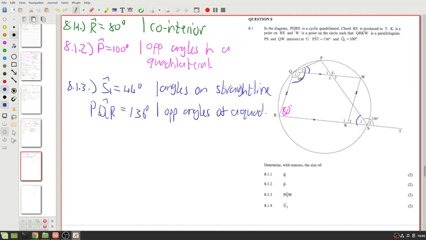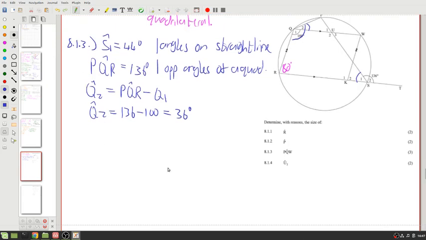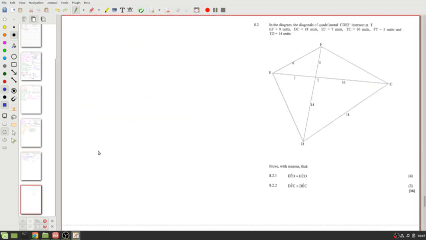And then we can say Q2, which is the one we want, equals the previous one we got, PQR minus Q1. So that means that Q2 would be equal to 136 minus 100, which gives us 36 degrees. Alright, that's perfect. And then finally question 8.1.4, and then we'll head on to question 8.2 as well.